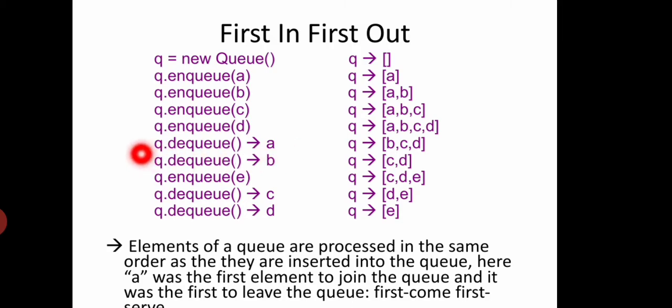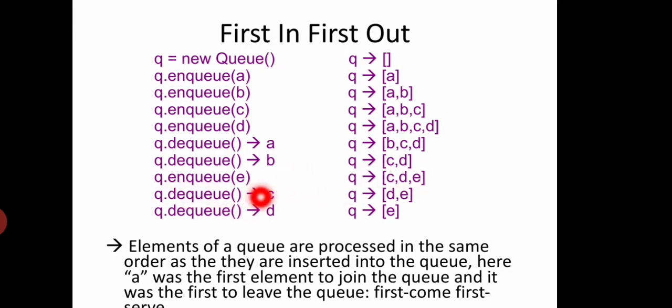Then q.DQ a. q.DQ means you are performing a deletion operation on the q named small letter q. Which element is going to be deleted? An element named a is going to be deleted. So you can delete the element a from the q. After deleting the element a, your q data structure will be shown like this: b c d, and the same in the case of b being removed from q.